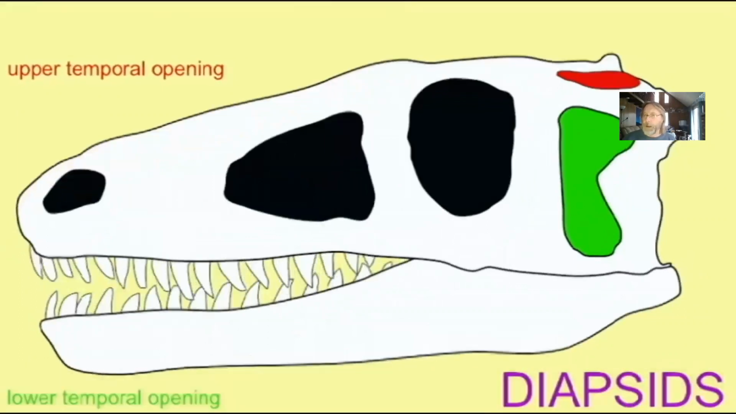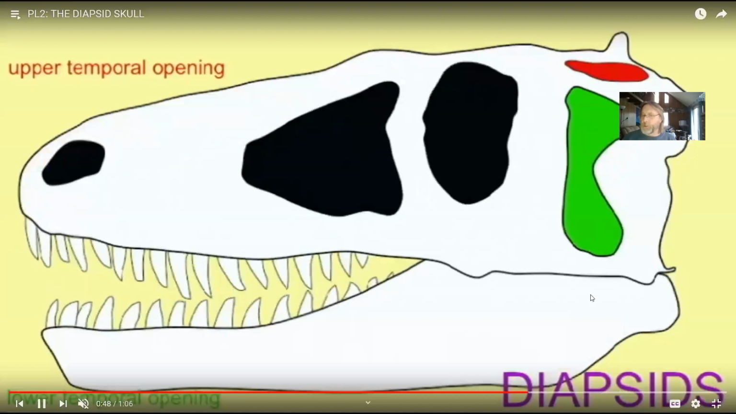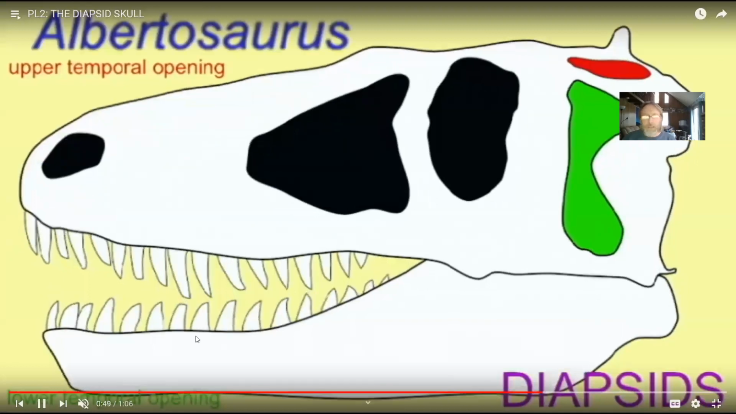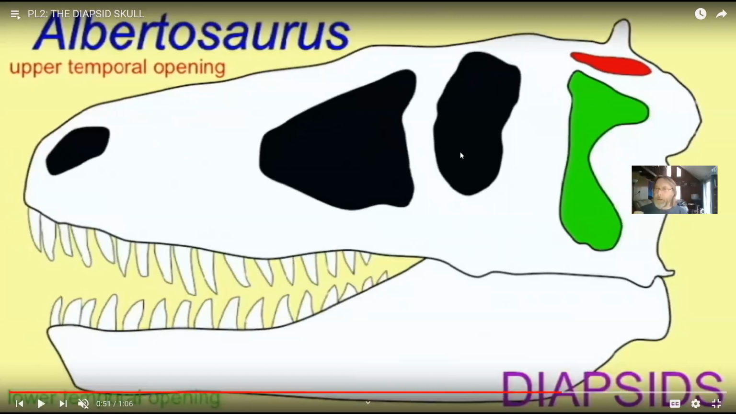The very first reptiles were anapsids. They lacked these holes, and so the jaw muscles attaching to the lower jaws weren't very long, and so therefore that would have limited the bite force that their jaws had. Now, most reptiles are what are called diapsids.